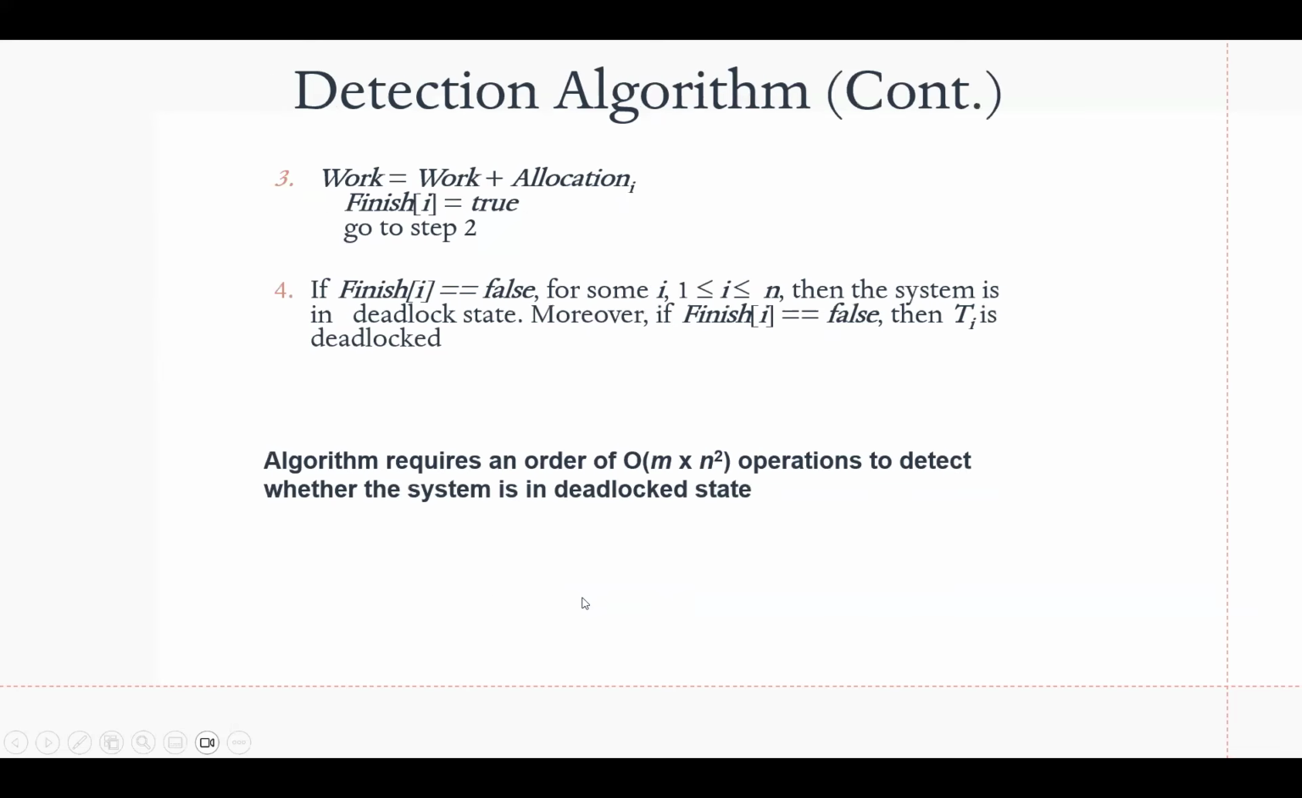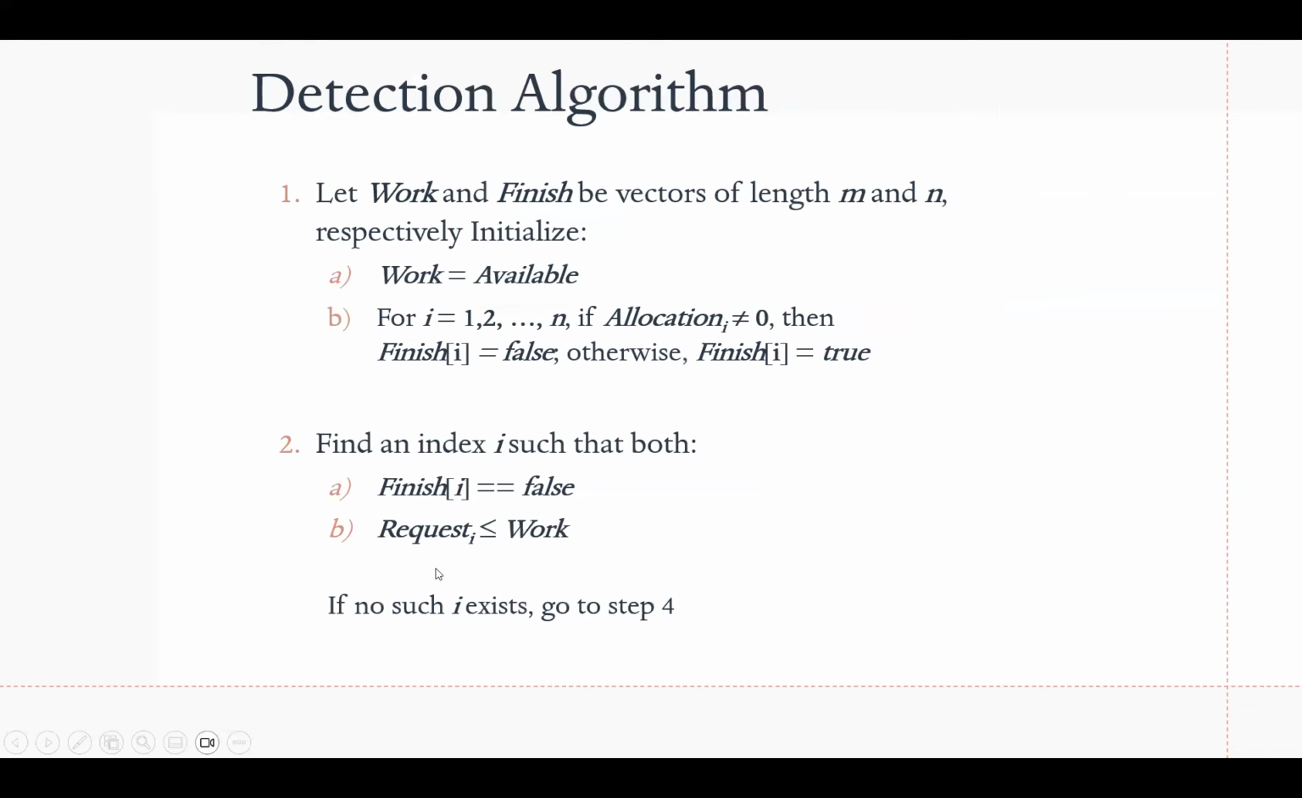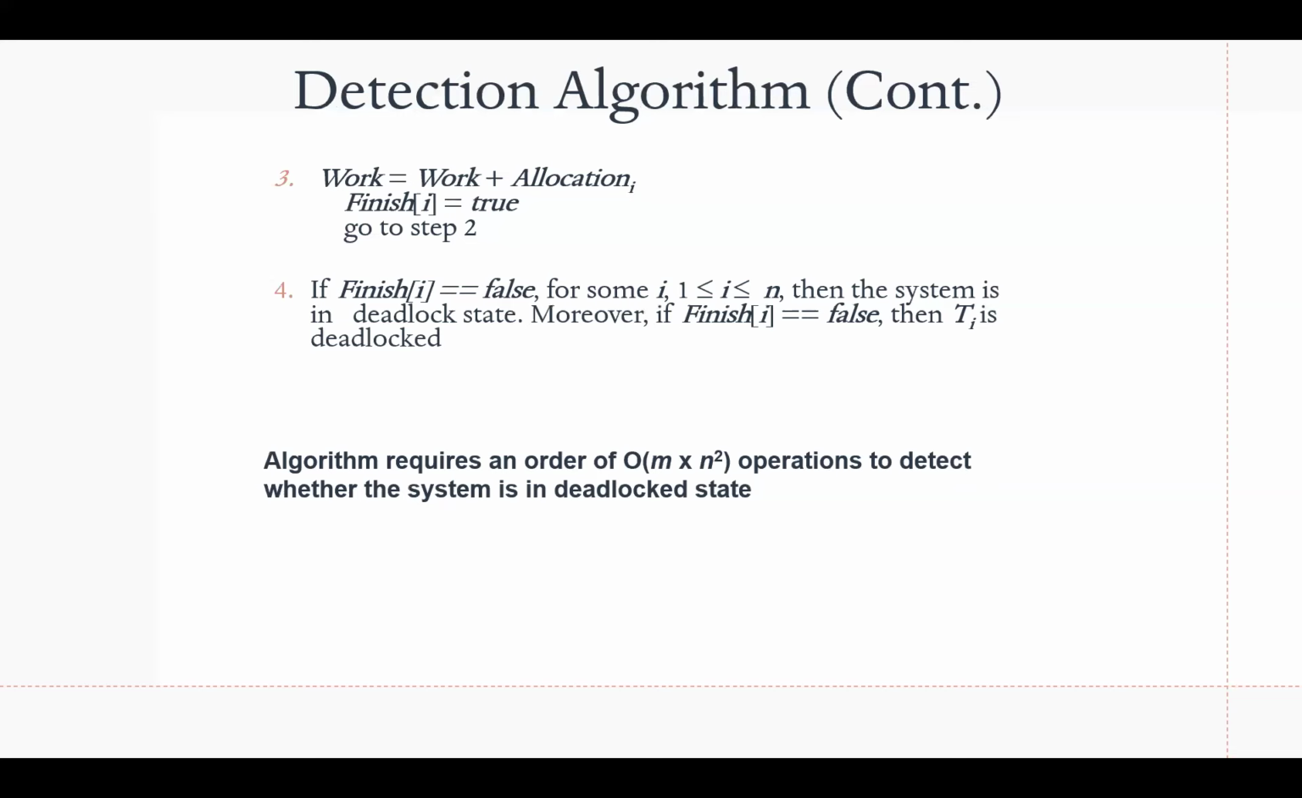So what is step 4? Here, if Finish[i] equals false for some i from 1 to n, then the system is in a deadlock state. Moreover, if Finish[i] equals false, then that particular thread or process i is deadlocked. This happens when no such i exists in step 2. But if such an i exists in step 2, it will not go to step 4, it will go to step 3. So what is step 3? Step 3 is what we are saying.